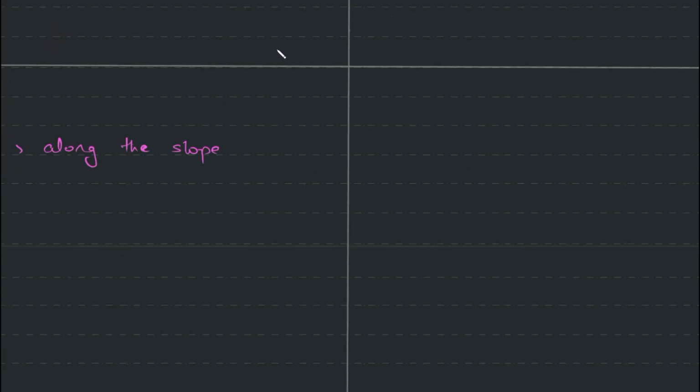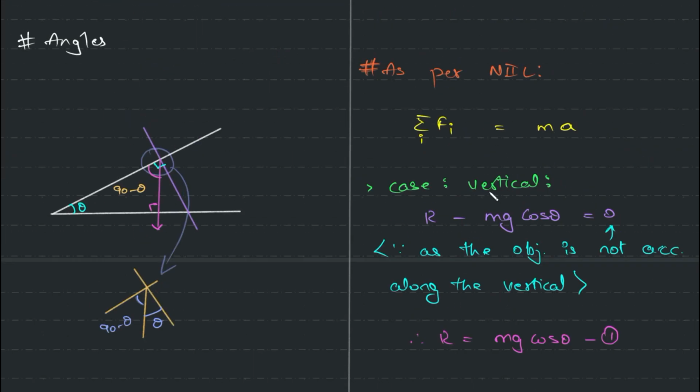Next, let's move on to along the horizontal. Actually, it's along the slope. And this is along perpendicular to the slope actually. Technically, it's perpendicular to the slope, as the object is not accelerating perpendicular to the slope. So let me not be lazy about this.